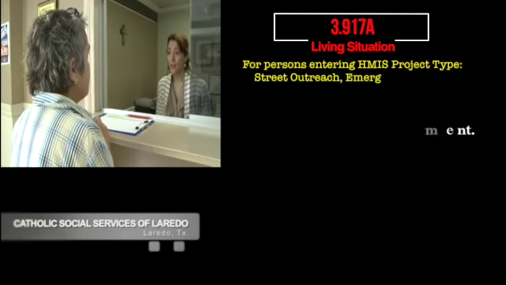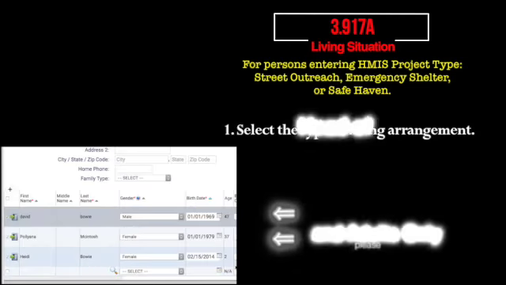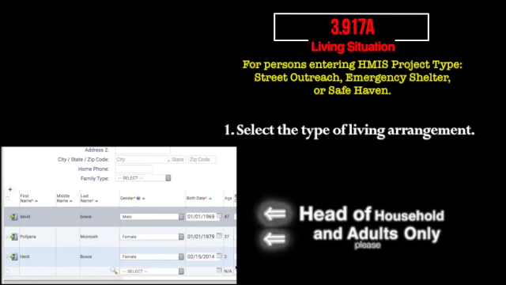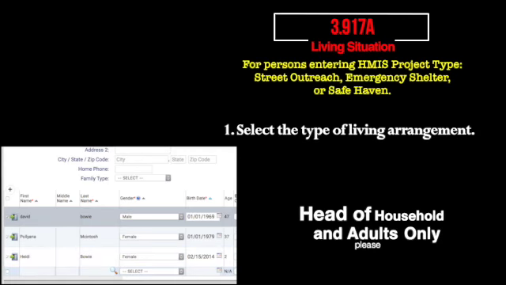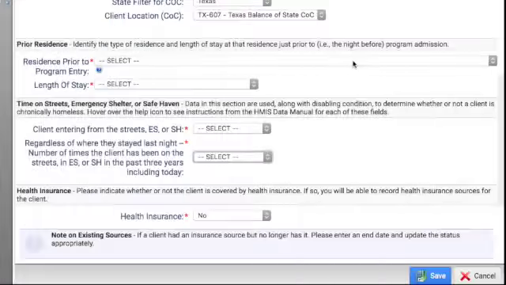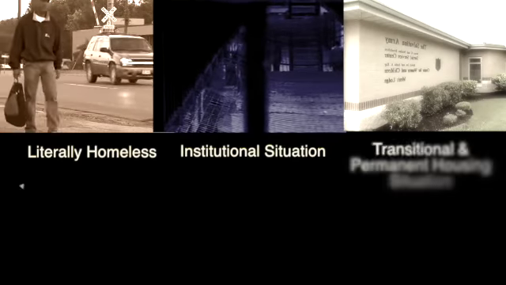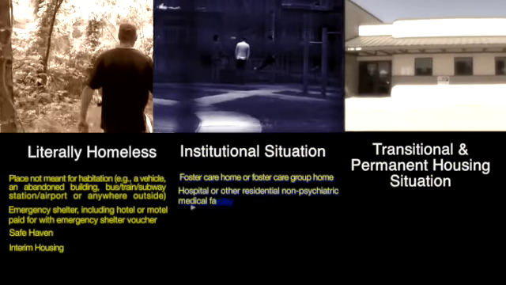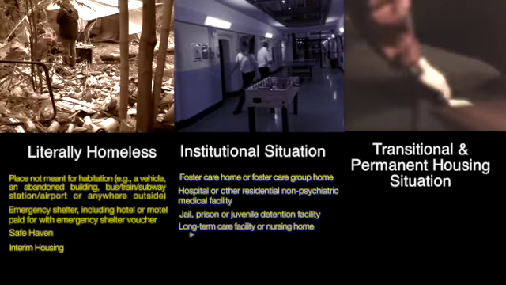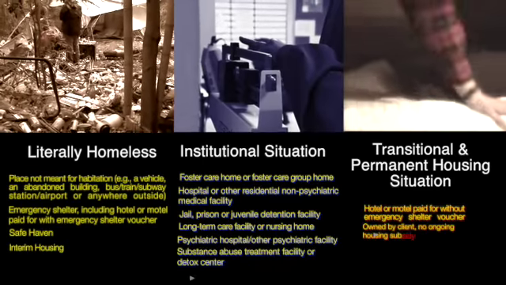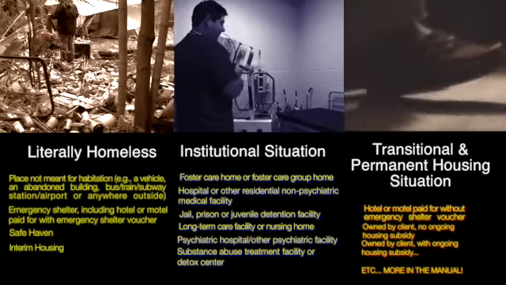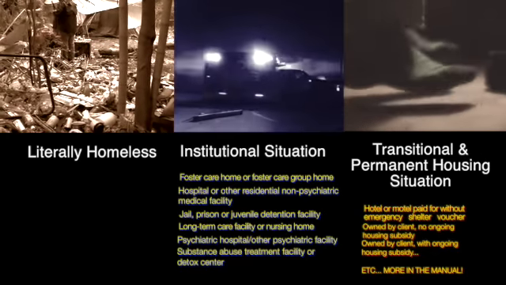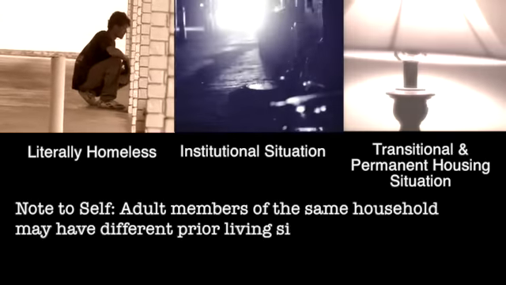1. Select the type of living arrangement the head of household and each adult household member had just prior to entry into the street outreach, emergency shelter, or safe haven project. The living situations have been divided into 3 different categories: literally homeless, institutional, and transitional and permanent housing. When one of the 3 situations is identified as the prior living situation of the client, then only one of the living situation response elements under that category may be selected.